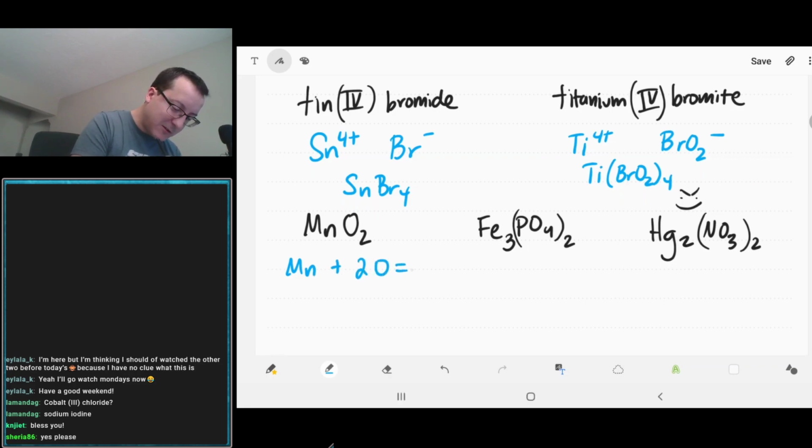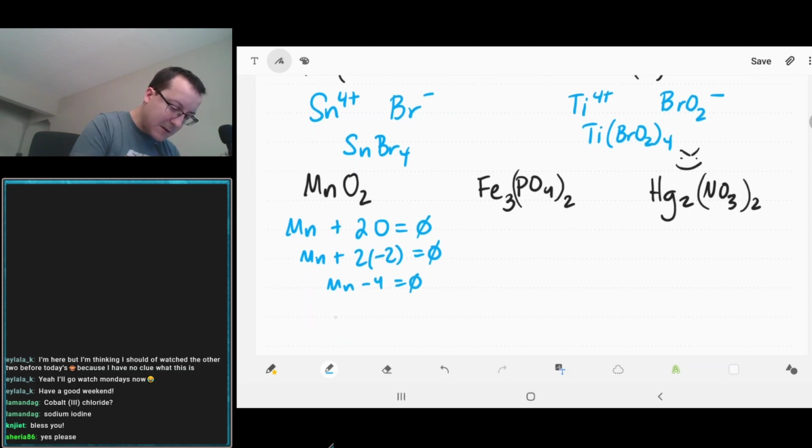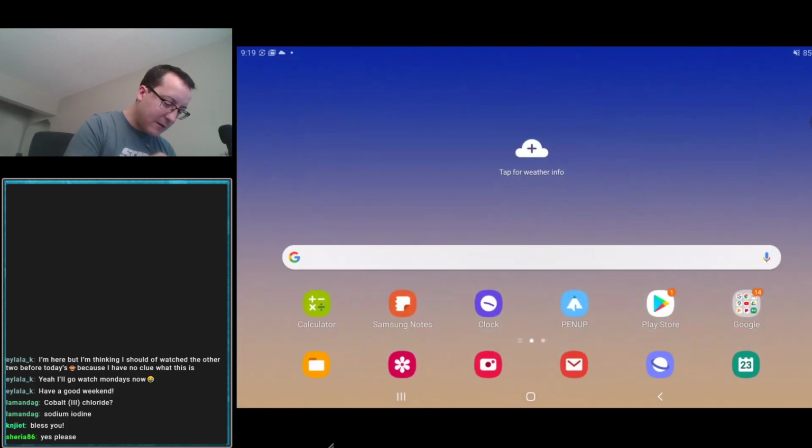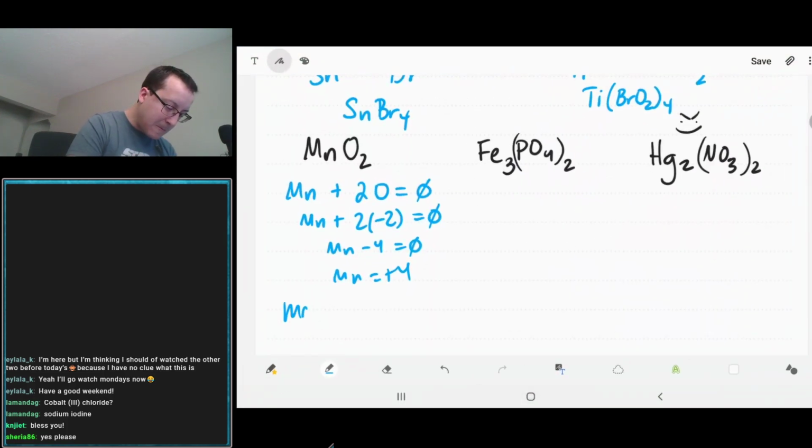So manganese plus 2 oxygens equals 0. Manganese plus 2 times negative 2 is 0. Manganese minus 4 equals 0. So manganese is plus 4. And so we can write this as manganese 4 oxide.